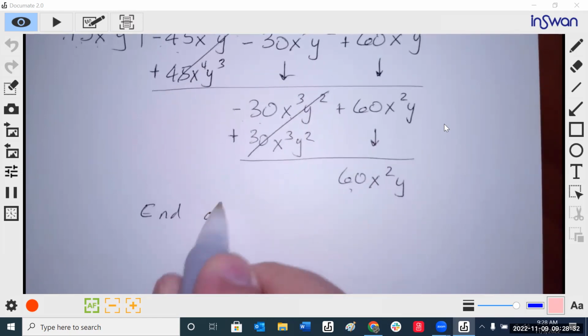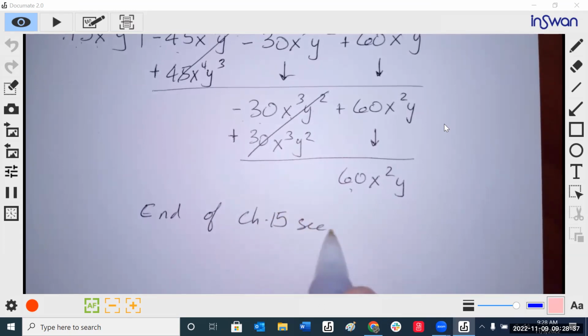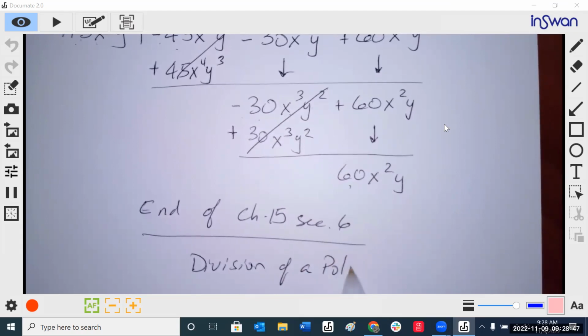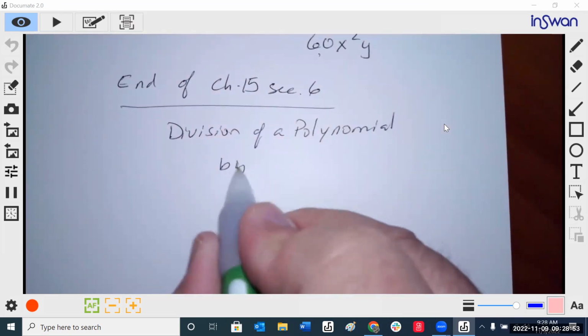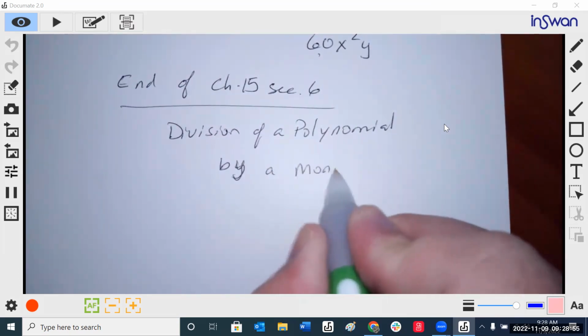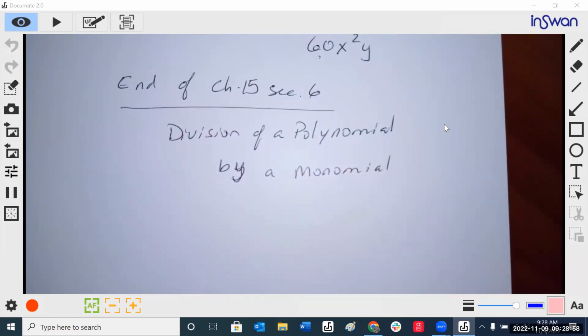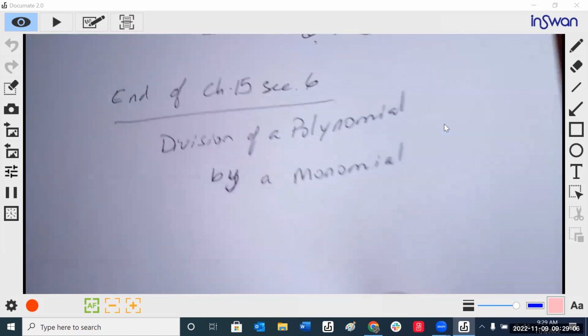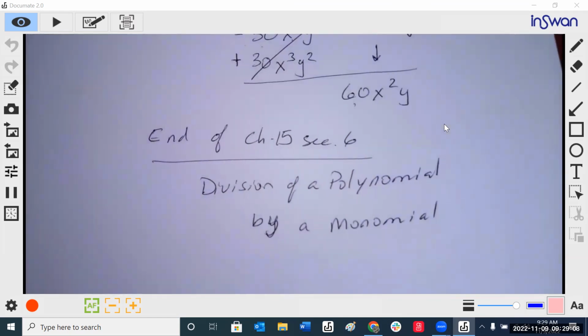Okay, that's the end of chapter 15, section 6, division of a polynomial by a monomial. That's the end of that one. So what do you think the next section is? Binomial. We're going to build it up there. So that's the end of section 6.